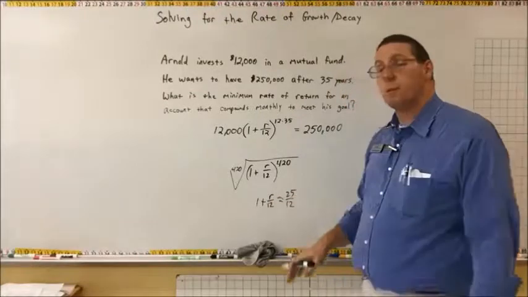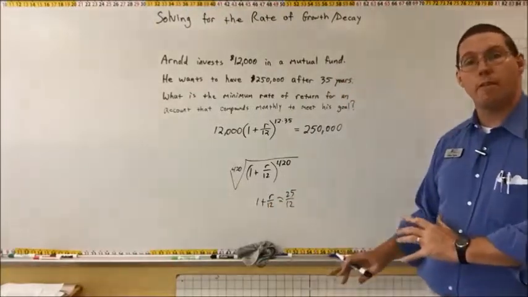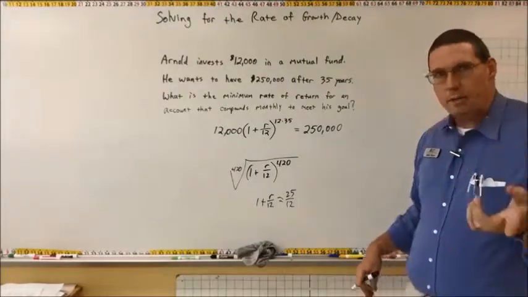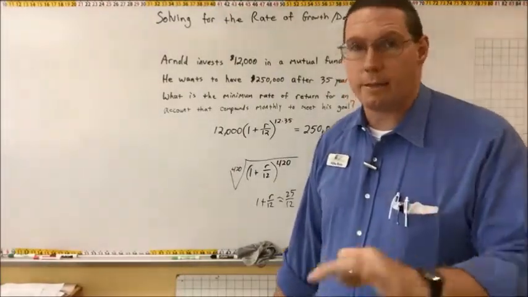Okay, so you can try this if you want to, but I don't want to do it this way. This is not how I want to solve this. I want to show you that there's an easier way to approximate this rate.